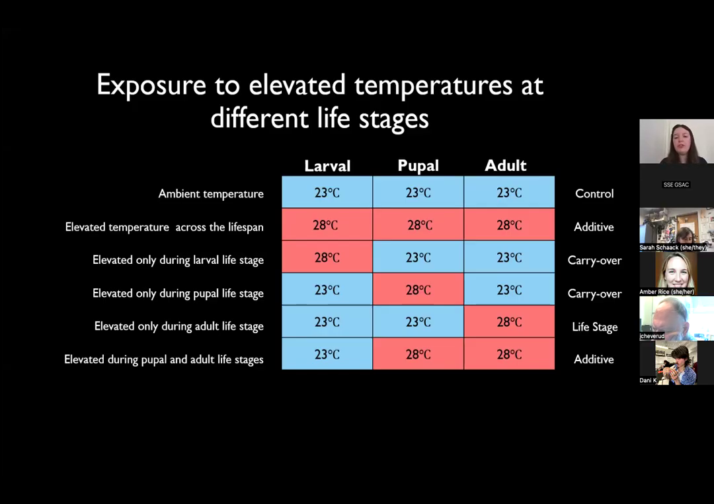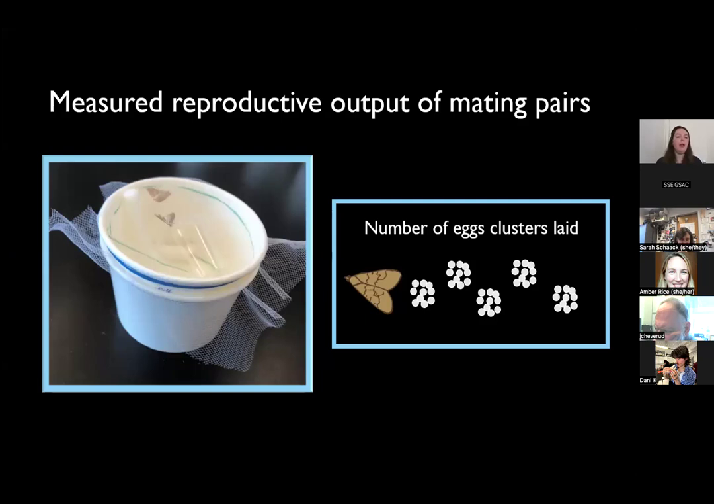And then the other one I want to draw your attention to here is the bottom row. That is our additive treatment. You can see that those individuals were exposed to heat during both their pupal and their adult life stage, so we were able to see if the combination of those two had any effect. Once we exposed them to their proper temperature regime, we put one male and one female in a cup, as you can see on the screen, and we let them freely mate for a couple of days. Each day we would come in and check the number of egg clusters laid.